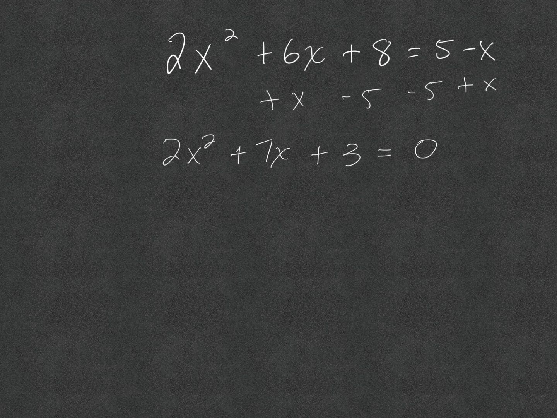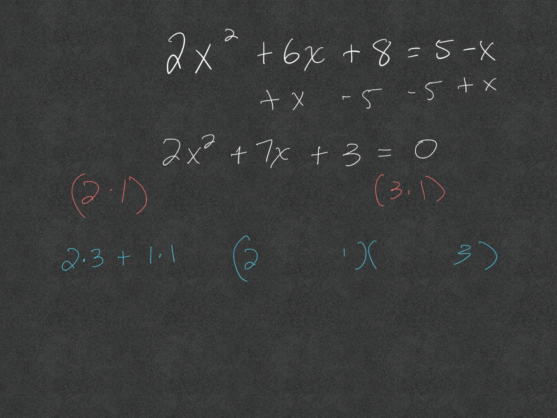Now, I'm going to think about the factors of 2, 1 and 2, and the factors of 3, 3 and 1. I want a combination of factors that add up to 7 when you multiply. That's 2 times 3 plus 1 times 1. So the 2 and the 3 are on the outside, or they're both on the inside, doesn't matter. And the 1's go on the inside. So we're going to have 1 and 1 on the inside. It's all positive, so 2x plus 1 and x plus 3 is equal to 0.